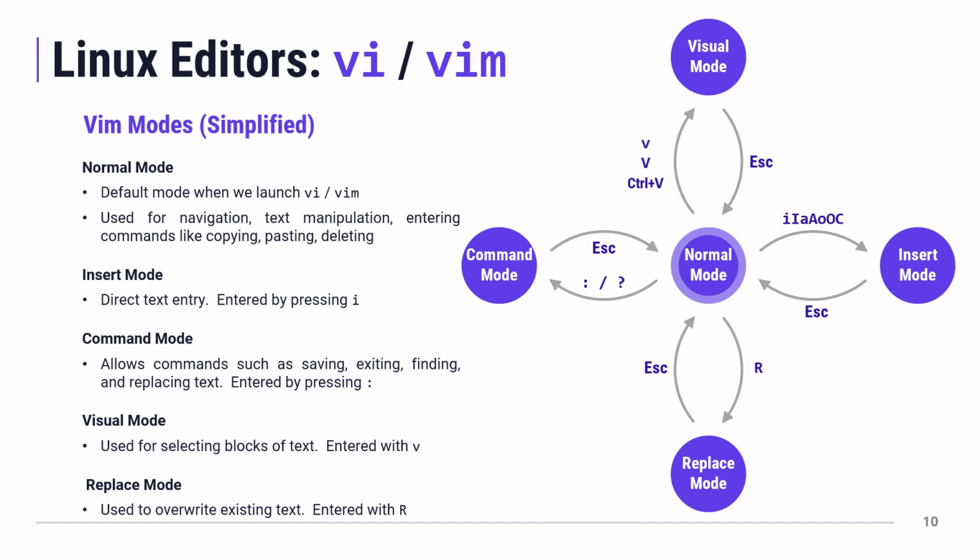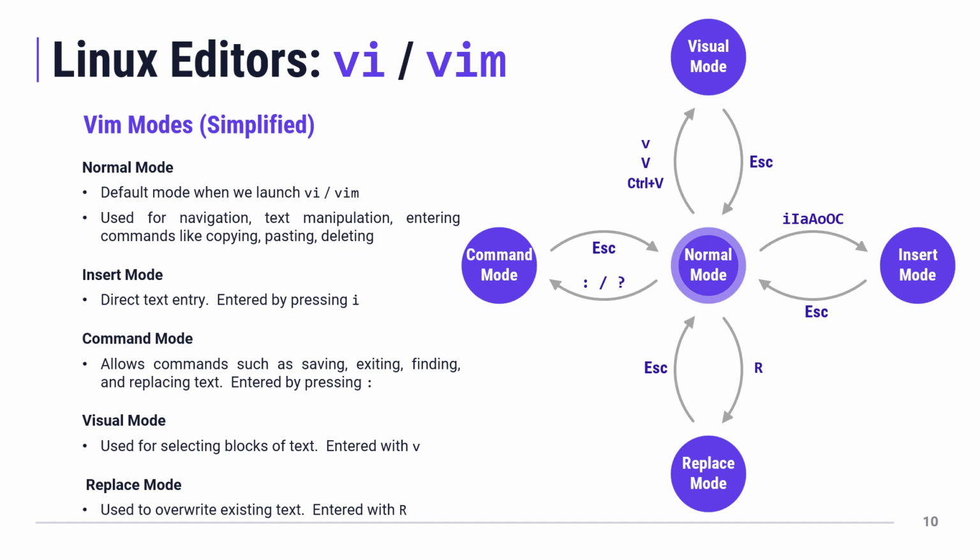Okay, so before we look at it, just understanding some of the modes. This is simplified, there are more modes than this, but these are the main ones that you might use on a day-to-day basis. So when you load up Vim or VI, you will start off in normal mode. That's used for navigating around the file. It's used for text manipulation, so deleting characters, deleting lines. You can run commands like, okay, I want to copy this line, I want to paste it on the line above, that sort of thing.